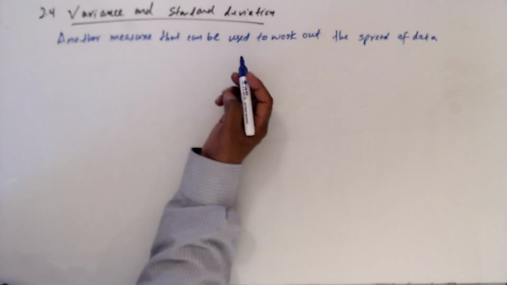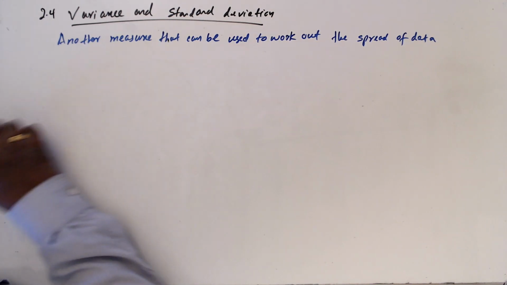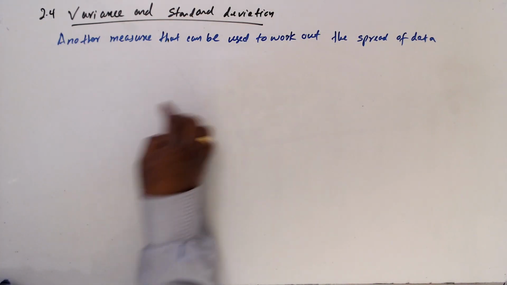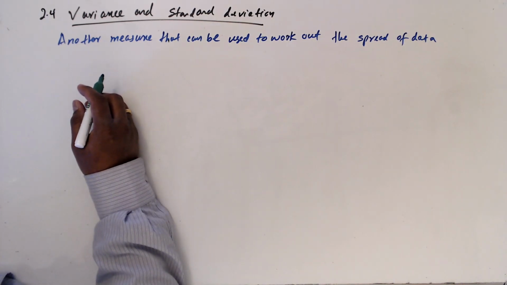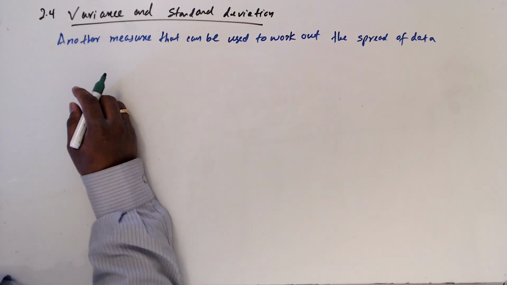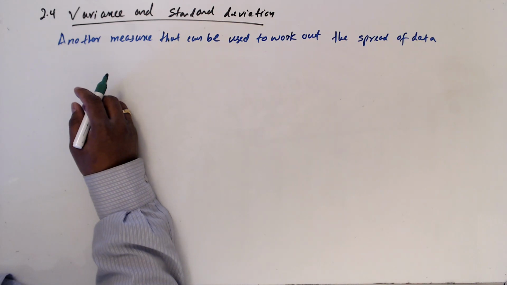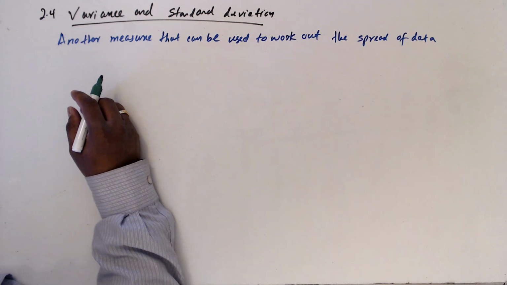Variance and standard deviations. In 2.4 we will discuss another measure that can be used to work out the spread of data. What are we doing now? We are creating tools to measure a data set, to assess a data set.